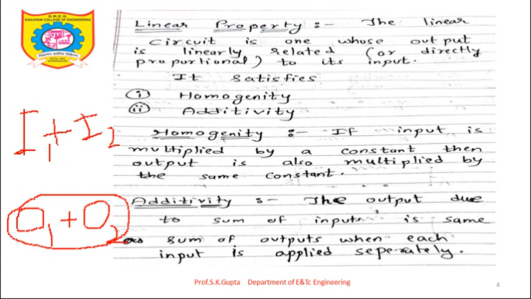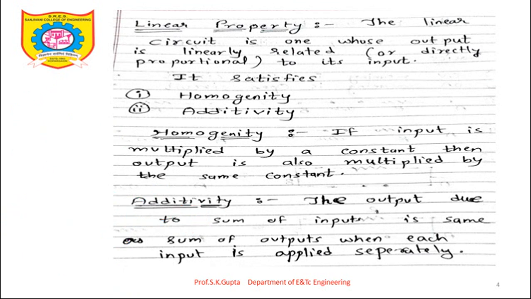Once again I will repeat. If input is I1, I get output O1. If input is I2, I get output O2. If I add these two, this is one equation. Now I apply the sum of inputs, I1 plus I2. Then in that case also I should get the output O1 plus O2. If equation 1 and equation 2 are the same, it is satisfying the additivity property, that means the circuit is a linear circuit. So a linear circuit satisfies two properties: homogeneity and additivity.